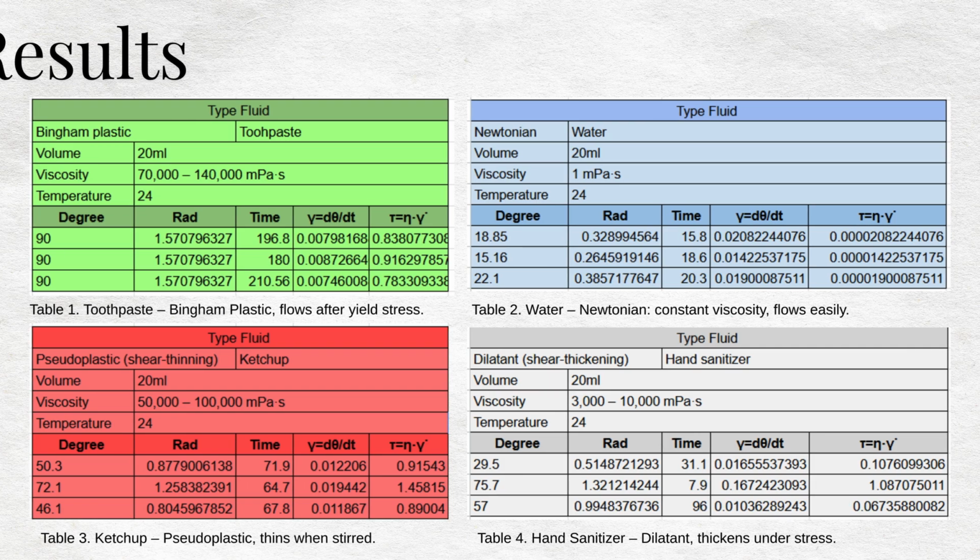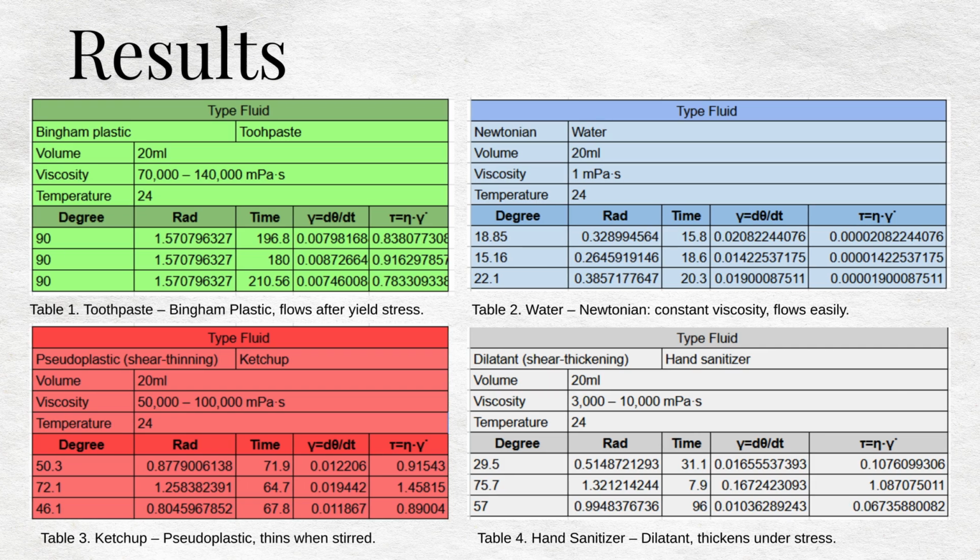To find the shear stress of each fluid, we first have to figure out the shear rate. This was done by taking the tilt angles of the plate, converting them from degrees to radians, and dividing by the time it took for each fluid to start flowing, measured in seconds. Then, using reference tables, we got the viscosity of the toothpaste, water, ketchup, and hand sanitizer. After averaging the viscosity values for each fluid, we multiplied that by the shear rate. This gave us the shear stress. For reference, the viscosities were in millipascal-seconds, so in this way we could see how much force each fluid experiences as it flows.